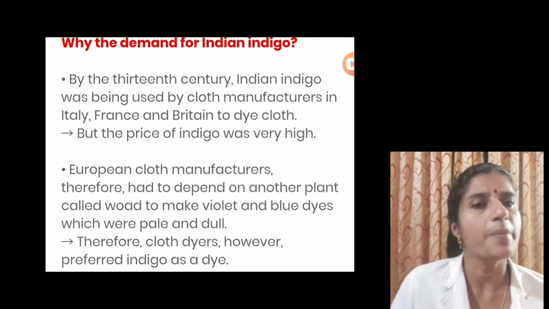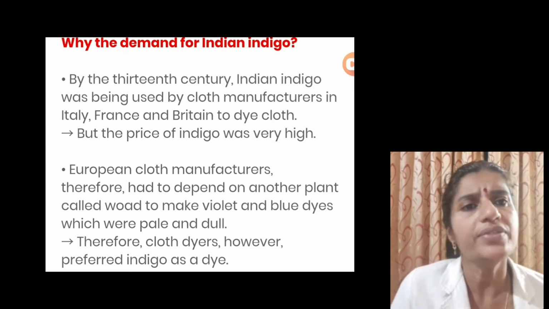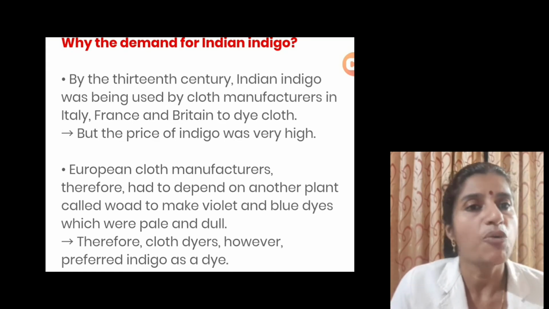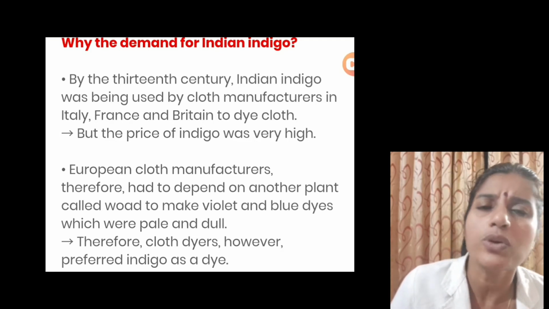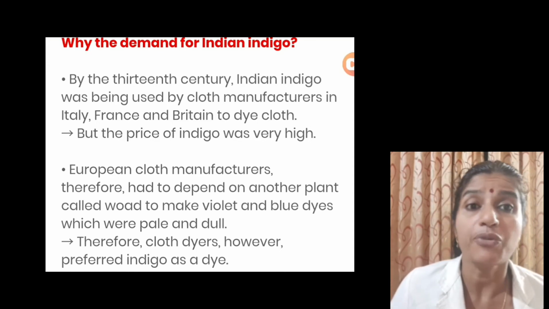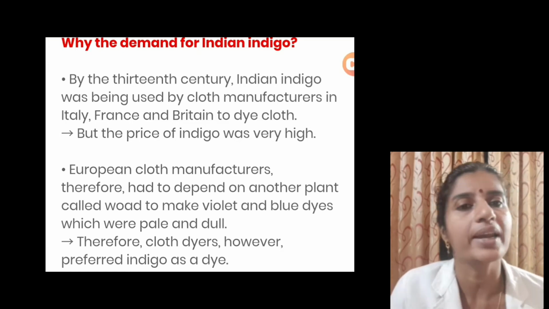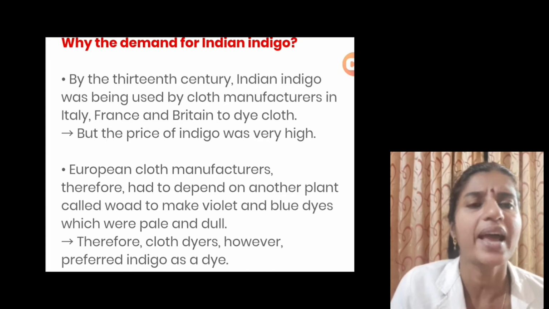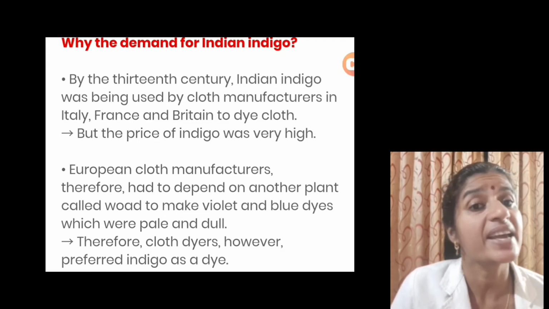Then, why was there demand for Indian indigo? By the 13th century itself, Indian indigo was being used by cloth manufacturers in Italy, France and Britain to dye cloth. But the price of indigo was very high. So, European cloth manufacturers had to depend on another plant called woad to make violet and blue dyes. But the dye from this woad plant was pale and dull. So cloth dyers preferred indigo as a dye.